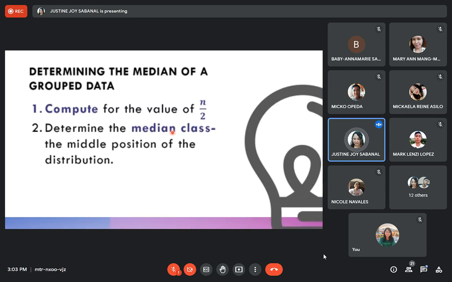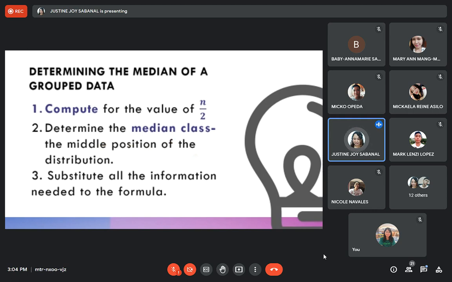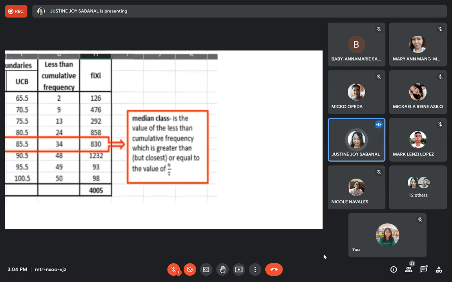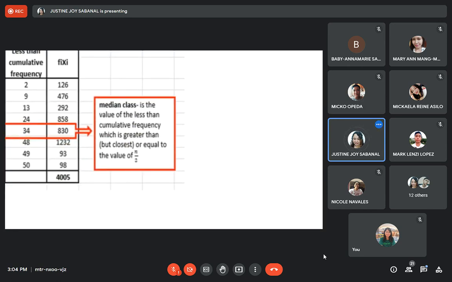So, ang median class daw po ay middle position na isang distribution. So, nasa gitna na value po ang median class. So, pag na-determine na sa median class, lahat ng information na kailangan sa formula, maisa-substitute na natin, then you can compute for the median. So, ito yung isang definition pa ng median. Median is the value of the less than cumulative frequency which is greater than or equivalent to the value of n over 2.